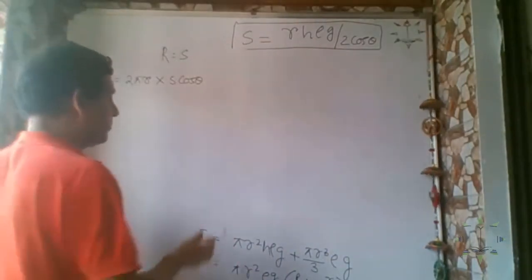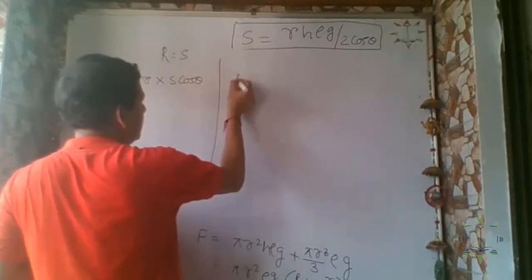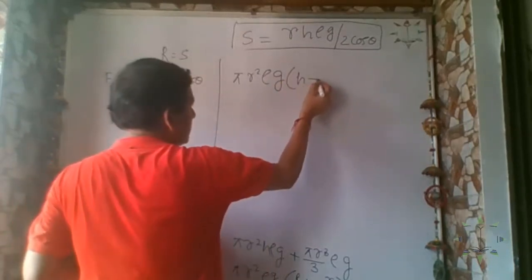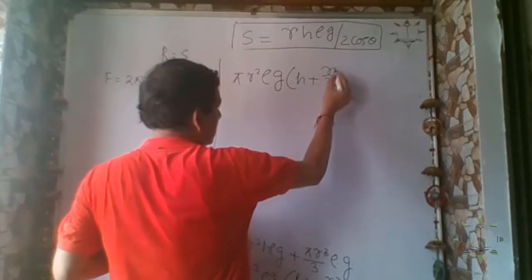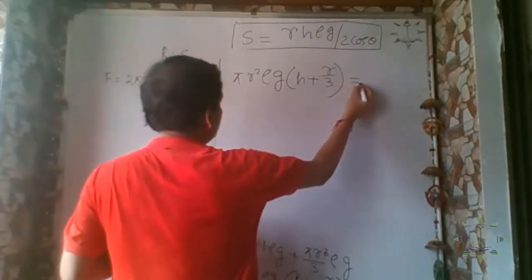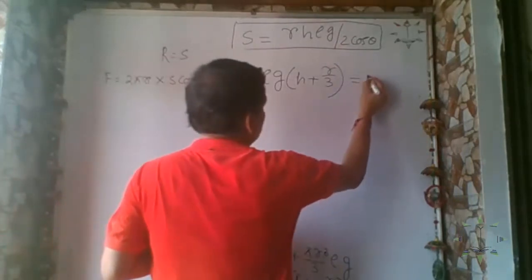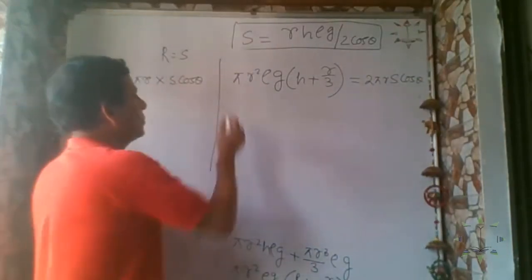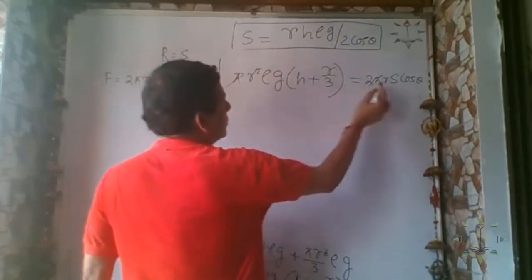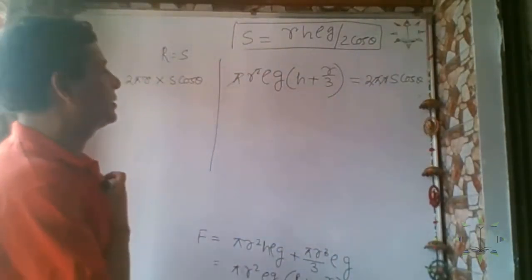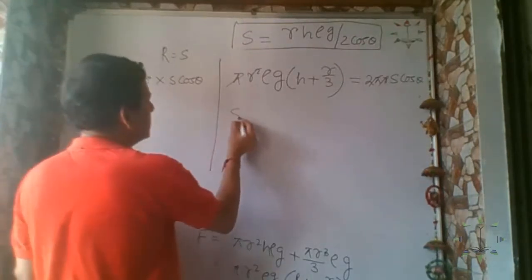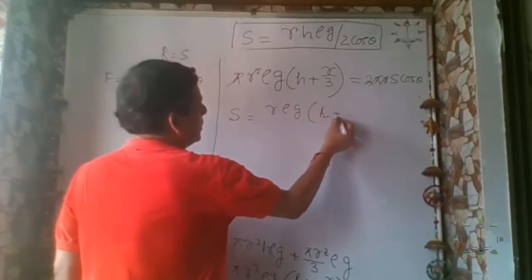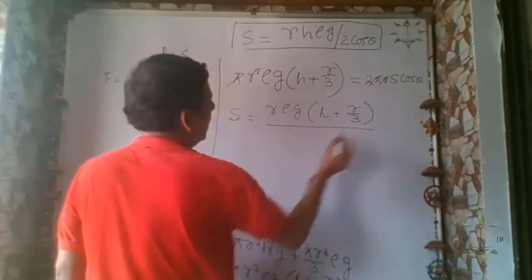So at equilibrium, force due to gravity is pi R square rho G into H plus R by 3. This is balanced by force due to surface tension, 2 pi R S cos theta. Correct? So pi cancels out, one of the R goes. So surface tension equals R rho G into H plus R by 3, by 2 cos theta.